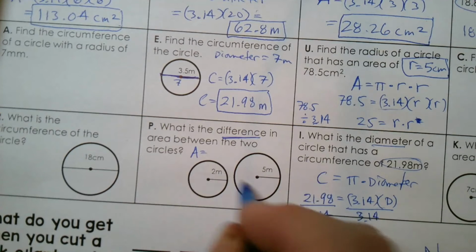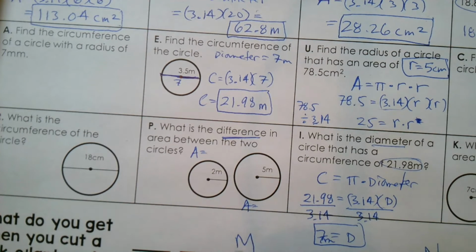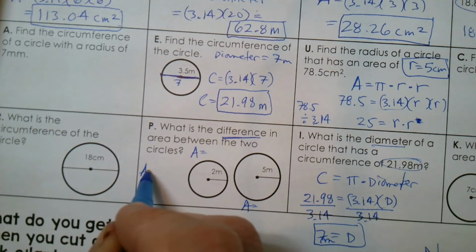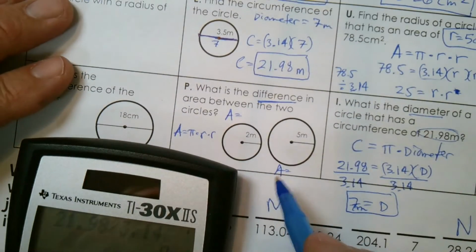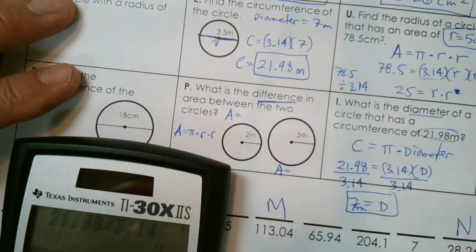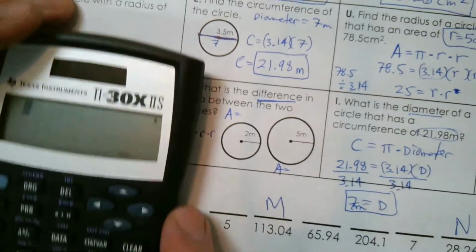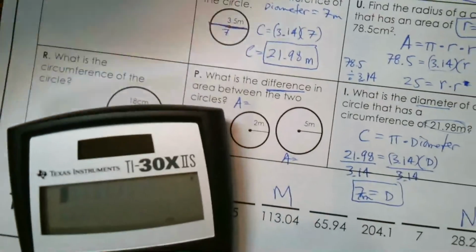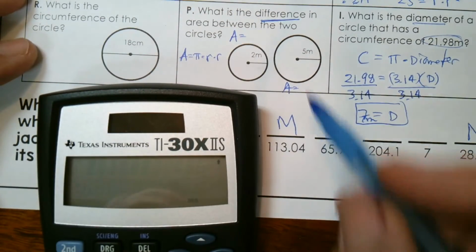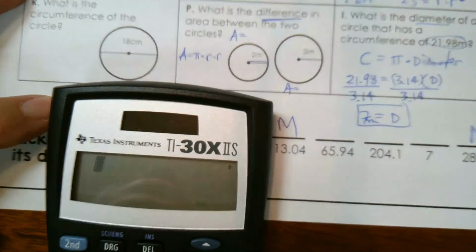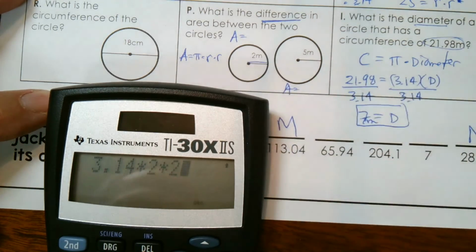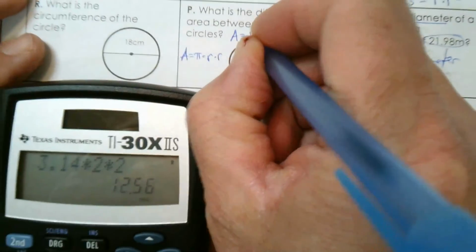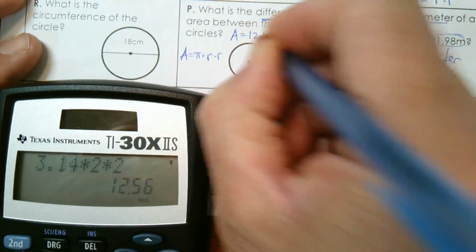So first of all, what is the area of each of these circles? I'm going to find the area of the small one and the area of the big one, and then subtract them. So how we find area, right? Area is pi times radius squared. I'm going to do all this work on a calculator, and then I can get the difference after I'm done. So for my first circle, the small circle, the radius is 2. So we're going to go 3.14 times 2 times 2, right? And that gives me 12.56. So the area of that small circle is 12.56.